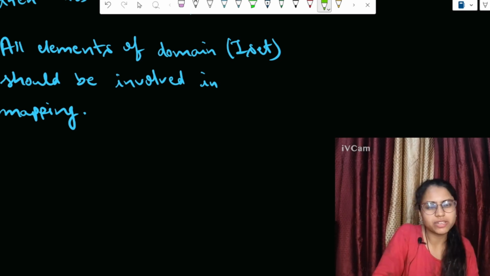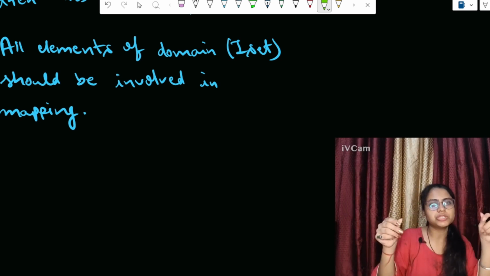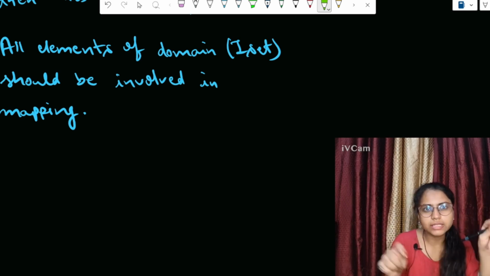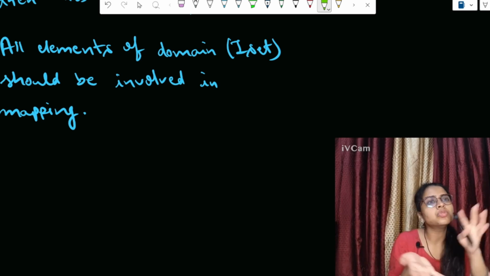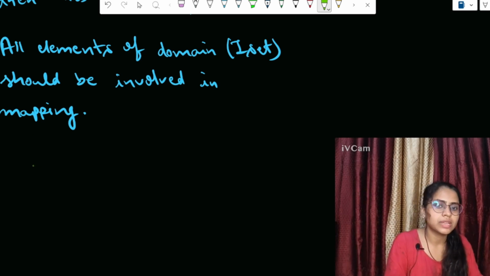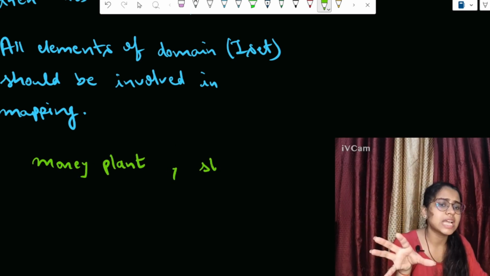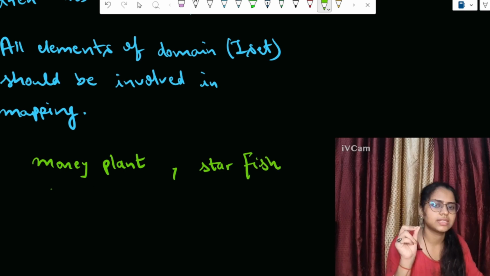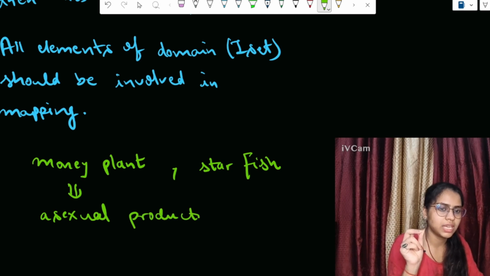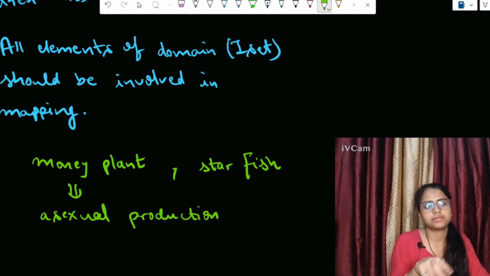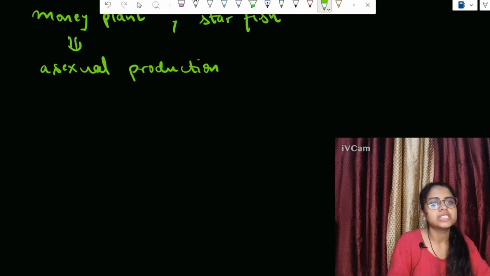Have you heard about asexual reproduction? That a single parent reproduces into two. In the case of a money plant, if you cut it and plant the parts, even if you plant the leaf of the money plant, it will give you a new money plant, right? Even if you cut a starfish from the middle, it will regenerate and give you a new starfish. It will split into two, like a money plant. This type of reproduction is asexual reproduction. It's unlike humans. In humans, you require two persons, a male and a female. So asexual reproduction is not possible.